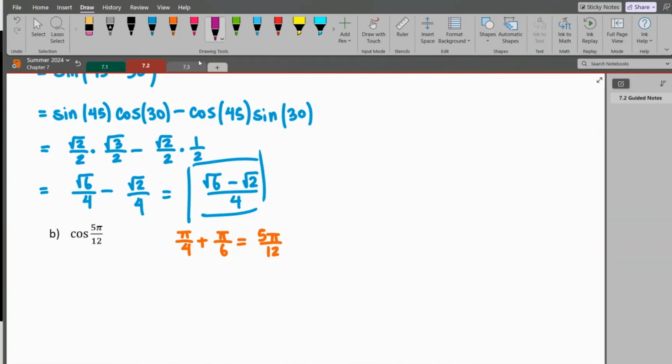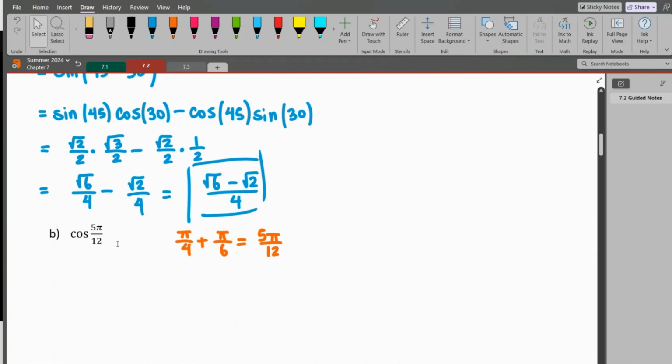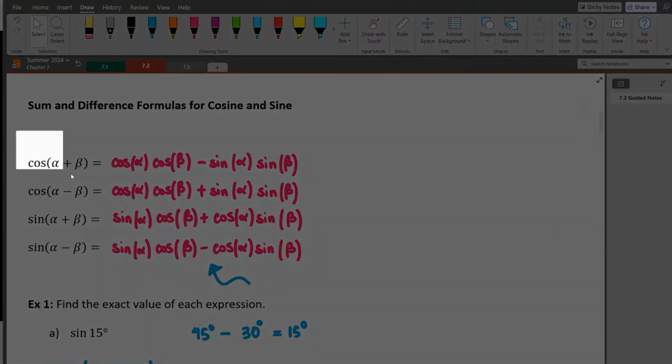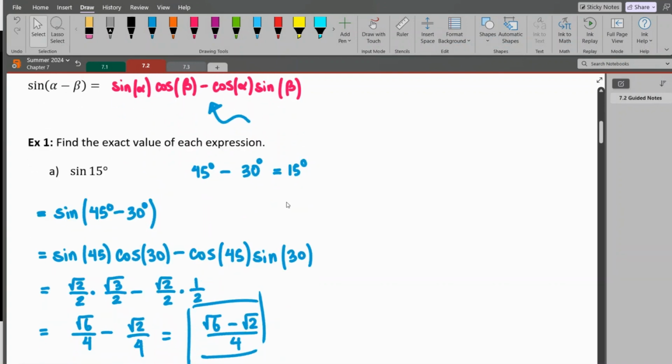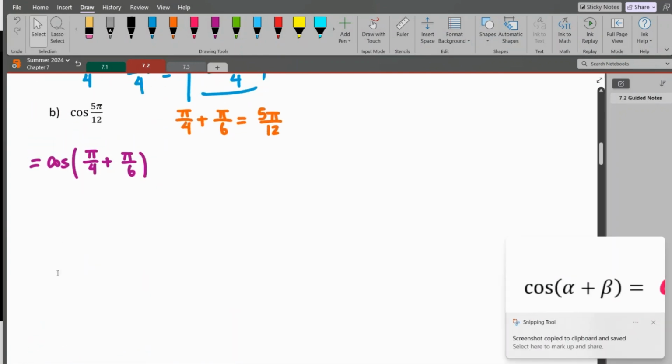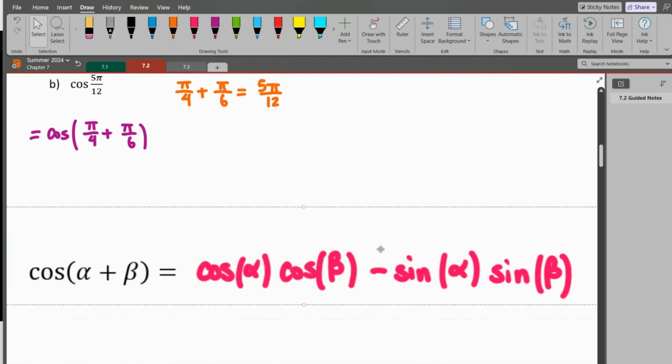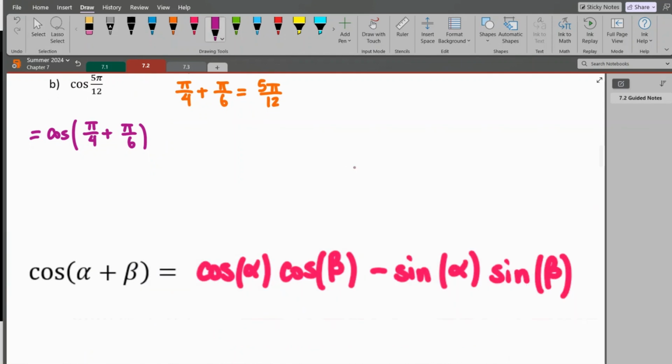Now we need to figure out which one of those identities up there we need to use, now that we know this. But maybe I could just start off by writing, we have cosine of pi over 4 plus pi over 6. All right, so let's go up. If we're looking for a sum, we want to use this very top formula. And when I say sum, I mean cosine of the sum of two angles. I'm going to leave this right here, but I'm going to eventually erase it. This is the formula that we're going to use.